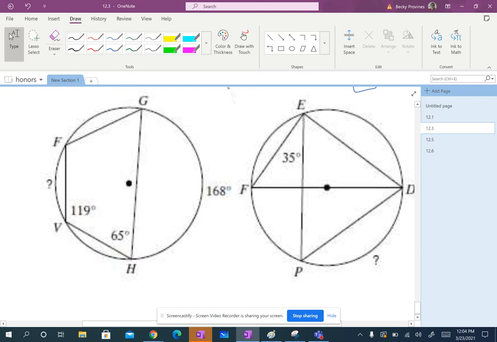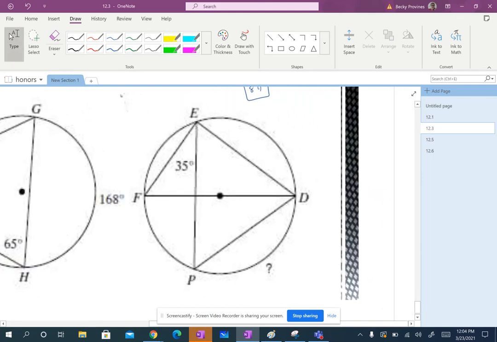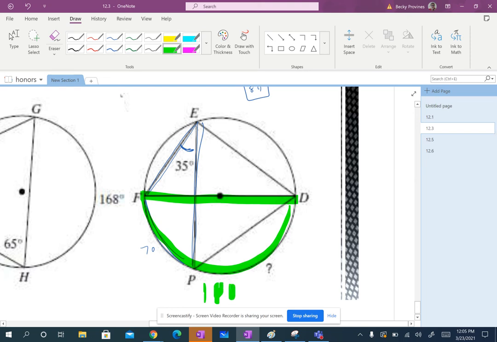All right, and some of them do get much more difficult. And this one here, where does 35 even go? We're going to say that 35 goes here. So that is inscribed, right? And if I double that, I know this arc is 70. Now this is a diameter, so all of this is 180. That looks horrible. Hopefully you can read that. So I'm going to take the 180 and subtract the 70, and I'm left with 110. That is the measurement of the question mark.